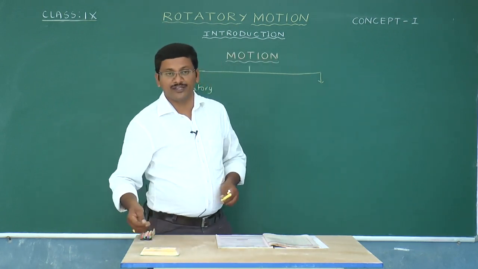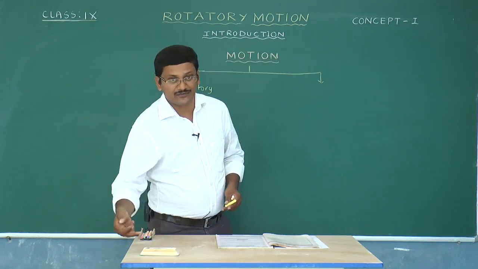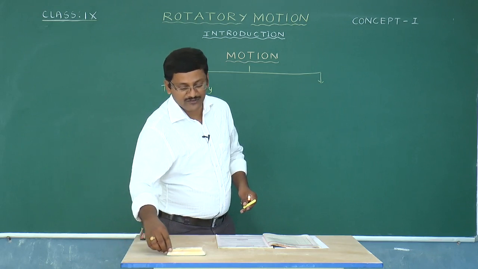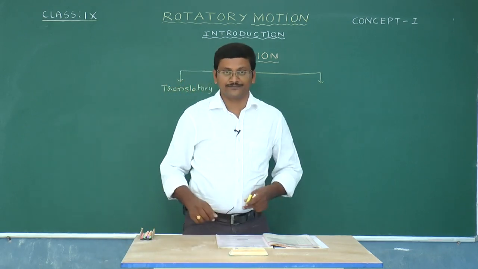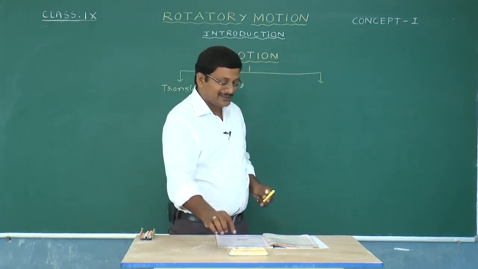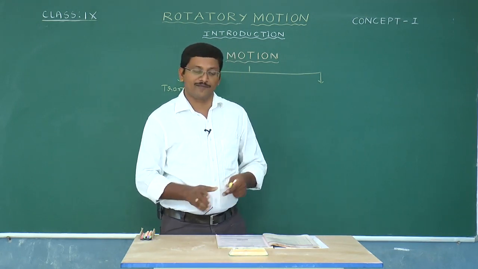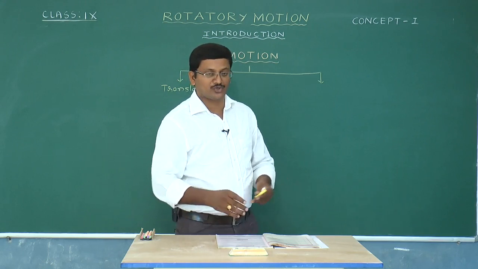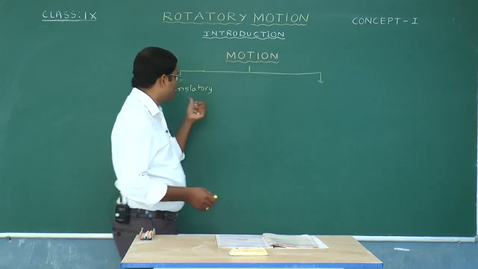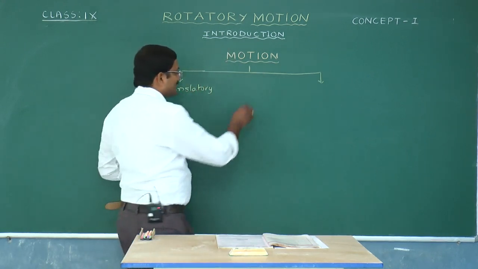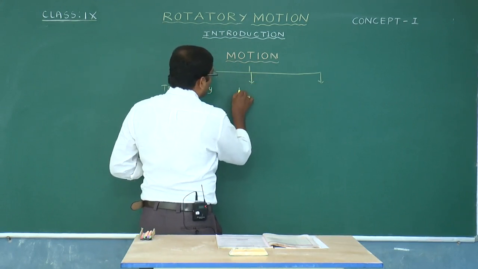If I apply force along the length of this rigid duster, this rigid body will be moving along a straight line. Means all the particles of this duster have the same type of motion, the same linear velocity. This type of motion is said to be translatory motion. Next, the second type of motion is rotatory motion.